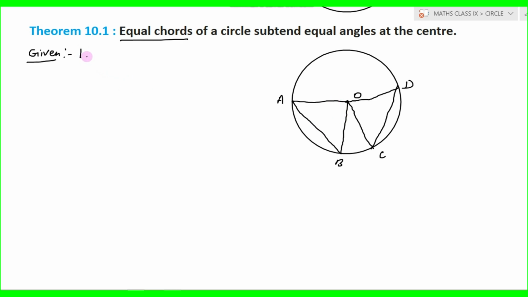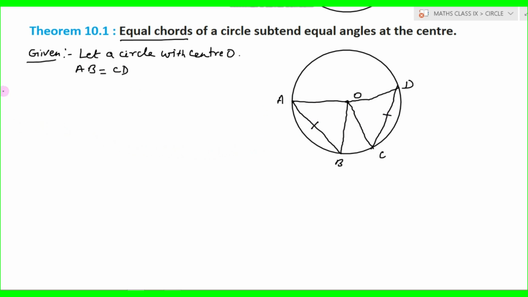Given: let a circle with center O. Always we denote the circle with the help of the center. So let a circle with center O, in which chord AB is equal to chord CD. These things are given. Whatever you get in the given, you mark in the figure also, so that it will be clearly visible that those two lengths are equal.